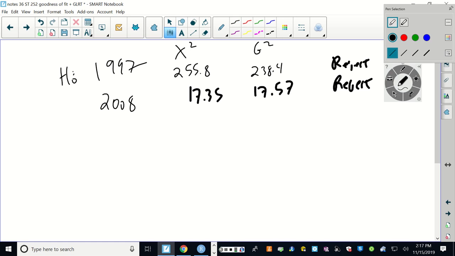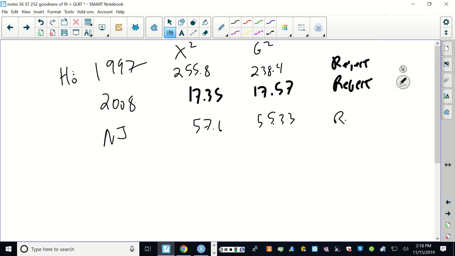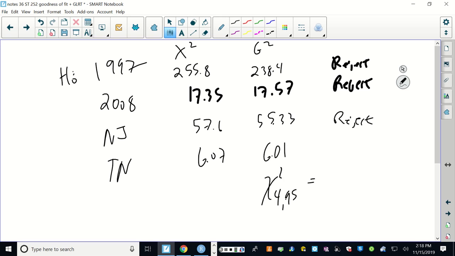And so the New Jersey one, 2017, this had 57 points. So this one's actually worse, 6 something, and 55.33. We're going to reject that one. But the Tennessee one looks like the winner. 6.07, 6.01. It's not perfect, but our chi-square for the 0.95 had 9.49 as the cutoff, and so we do not reject.